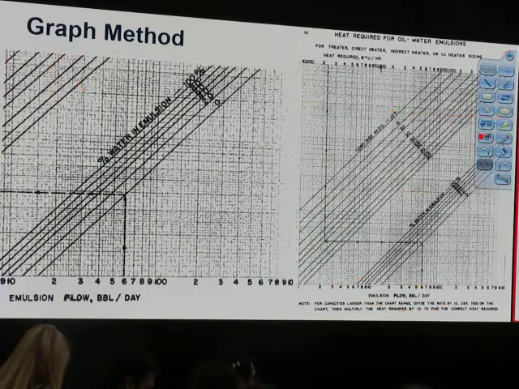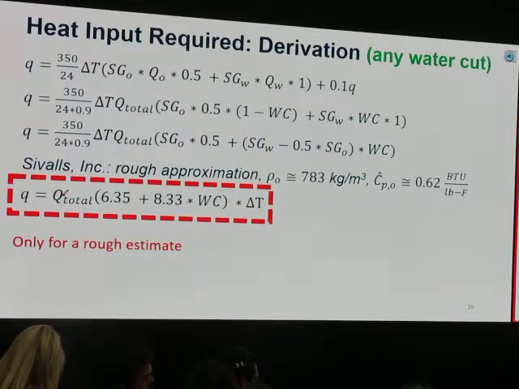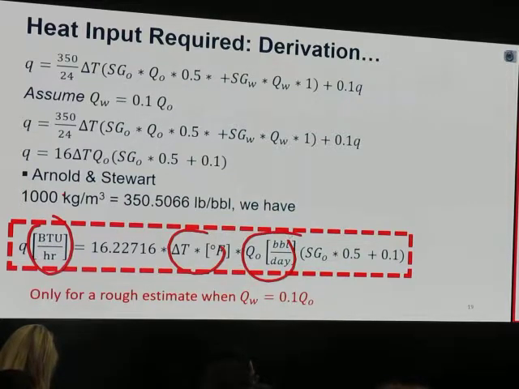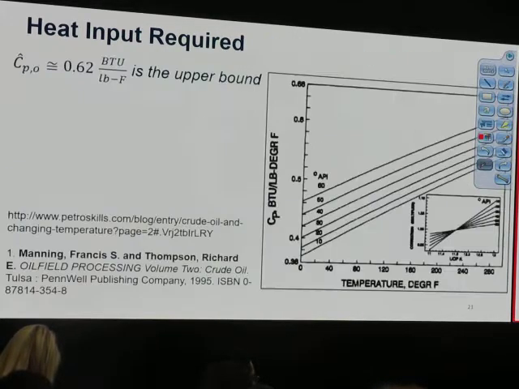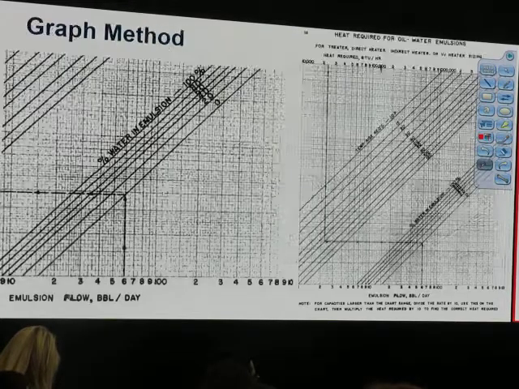So this calculation requires total volumetric flow rate, percent water cut, and temperature difference. You need to know the units used. So Q is BTU per hour, delta T is that, and flow rate is that. For this flow rate, I put just Q total. Q total means water plus oil already. If we don't use that, we can use a chart.